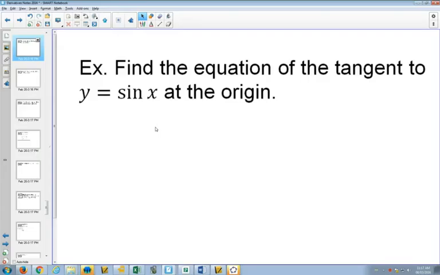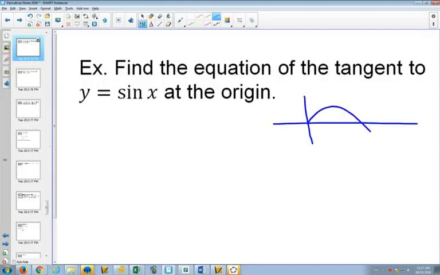So next question. Find the equation of a tangent to y equals sine x at the origin. So we're now looking for that equation of the line. We could draw a quick little diagram of what's happening here. Here's our sine graph. It looks like this and continues. We're looking for right at the origin, which is 0, 0, drawing a tangent line. What is the equation of that tangent line?